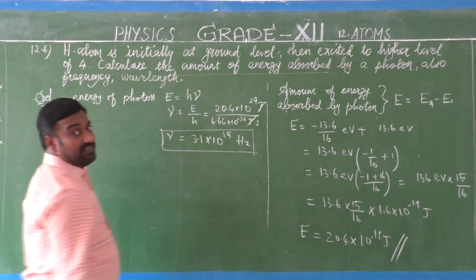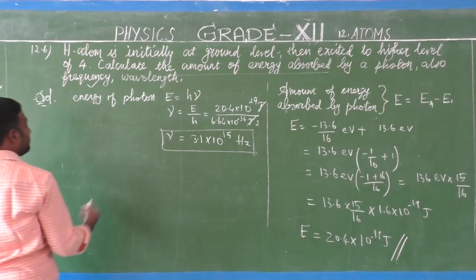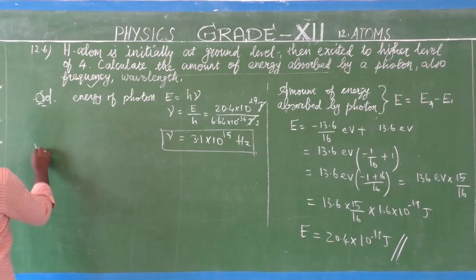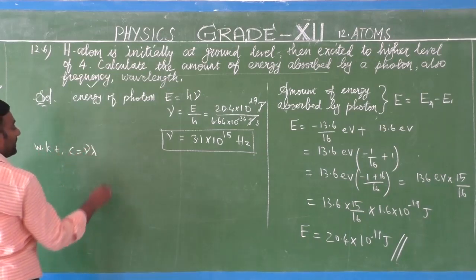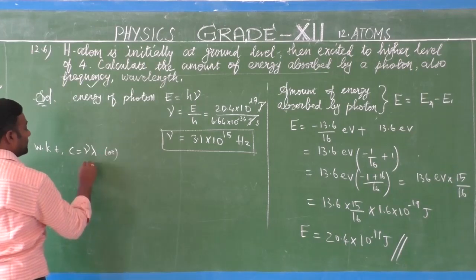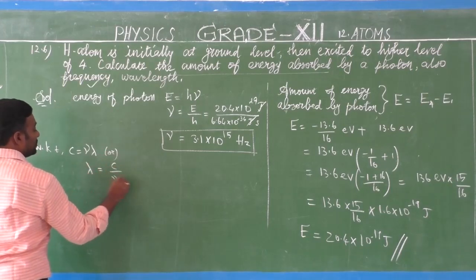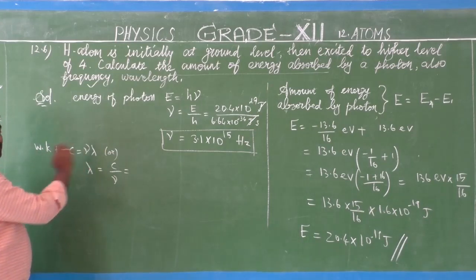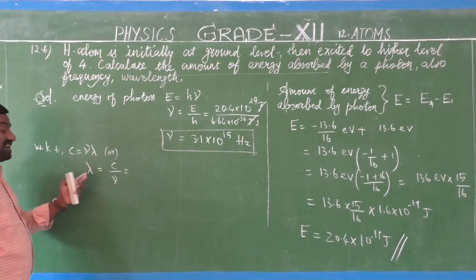Next we are going to find the wavelength. What is the wavelength formula? We know the relation: c is equal to nu lambda, or lambda is equal to c by nu. What is c? It's the speed of light. The speed of light is the product of frequency and wavelength. From the relation you can get the wavelength.